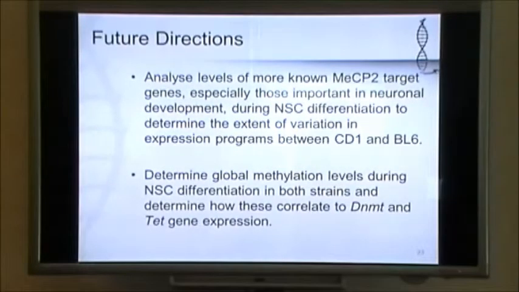results. Some possible future directions for the study would be to look into more downstream MECP2 target genes, especially those important in neural development, to determine the extent of the variation between the 2 mouse strains, as well as to determine the global methylation levels during NSC differentiation of those strains, and determine how these correlate to the DNA methylation genes. I actually tried to start looking at this, but I didn't get any reliable results.